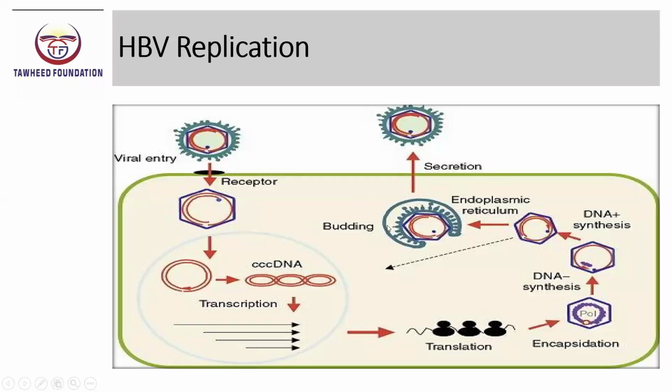Budding and secretion: the capsids bud into the membrane of the endoplasmic reticulum, acquiring an envelope as they pass through the cellular membranes. Mature viral particles are then secreted out of the host cell to infect new cells. Overview: this is a typical pathway for many enveloped DNA viruses, where the virus hijacks the host machinery to replicate its genome, produce viral proteins, assemble new virions, and exit the cell to perpetuate infection.